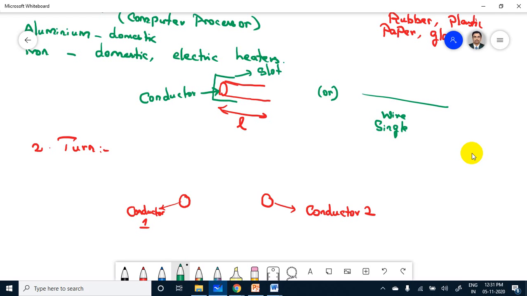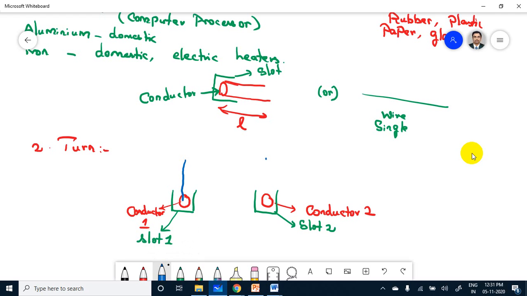So this conductor should be placed in a slot. This box, call it slot 2, and this one call it slot 1. So there are two slots available. In every slot there will be a conductor, and this conductor is a wire, right? So how do we have to draw the shape of this conductor?